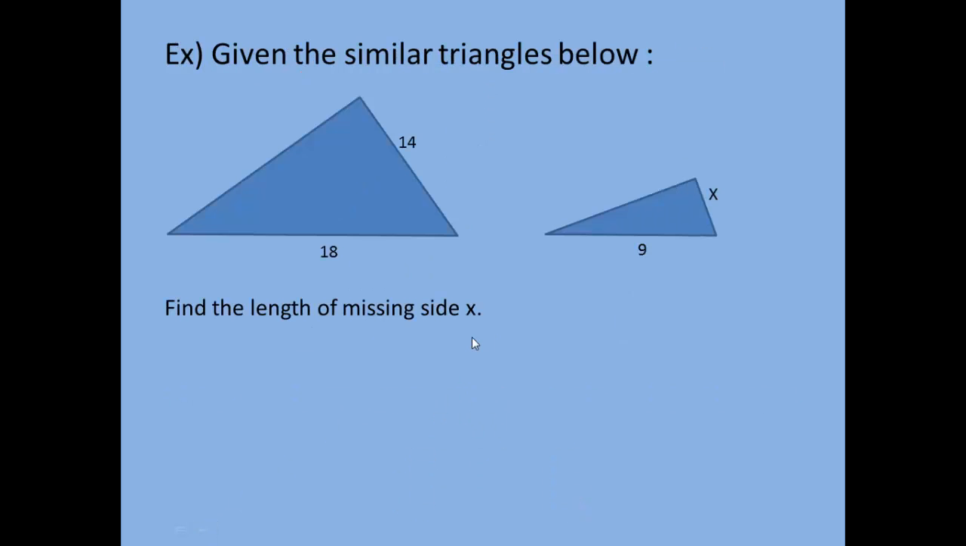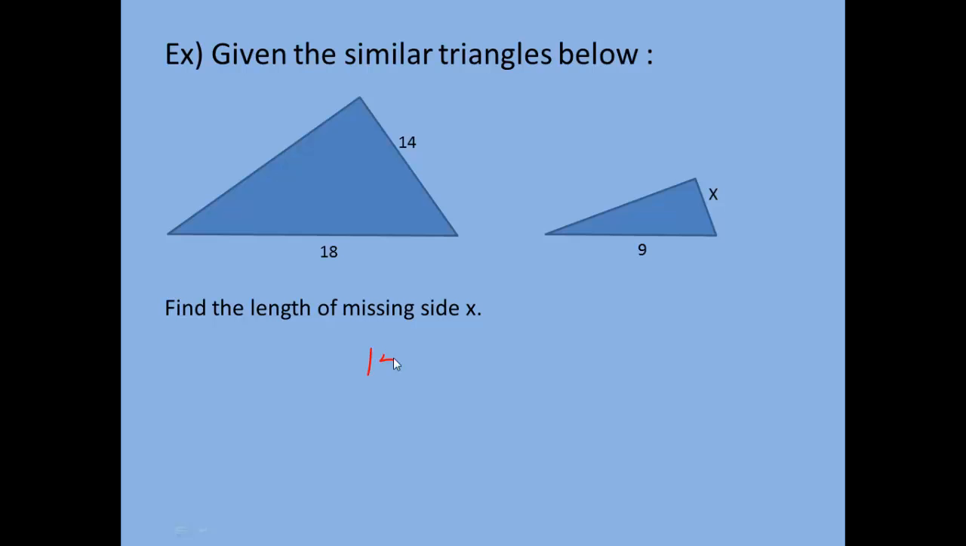So for example, given the similar triangles below, we have this first triangle that has a side 18 and a side 14, and then this triangle is similar to it that has a side 9 and a side X. And they want us to find the length of the missing side X. We do this by setting up proportions. Taking a look at how these sides correspond to each other, side 14 in this first triangle corresponds with side X in the second triangle.